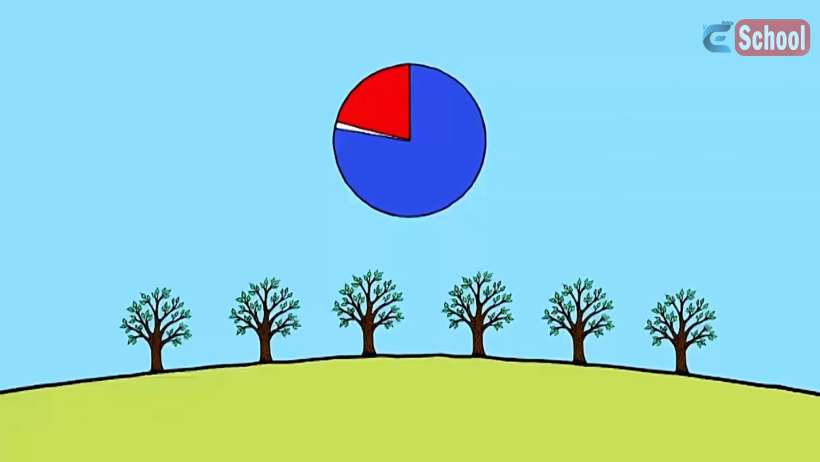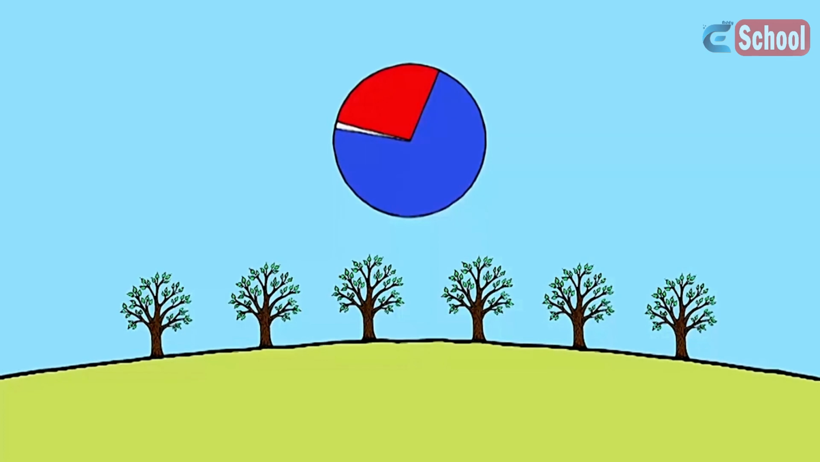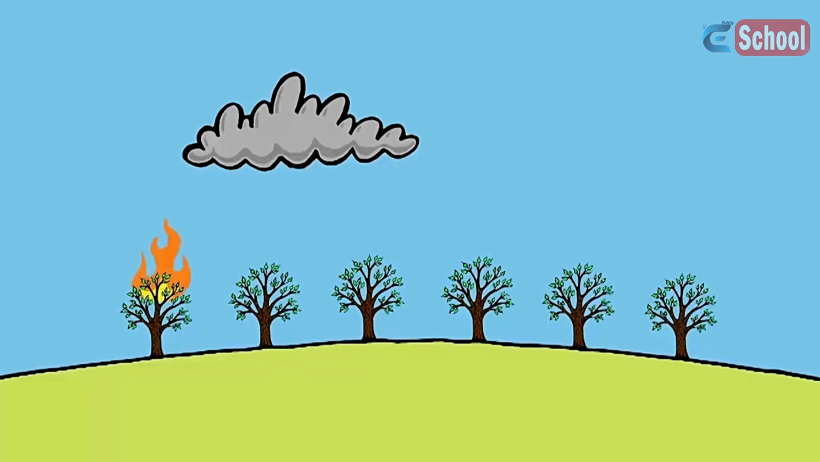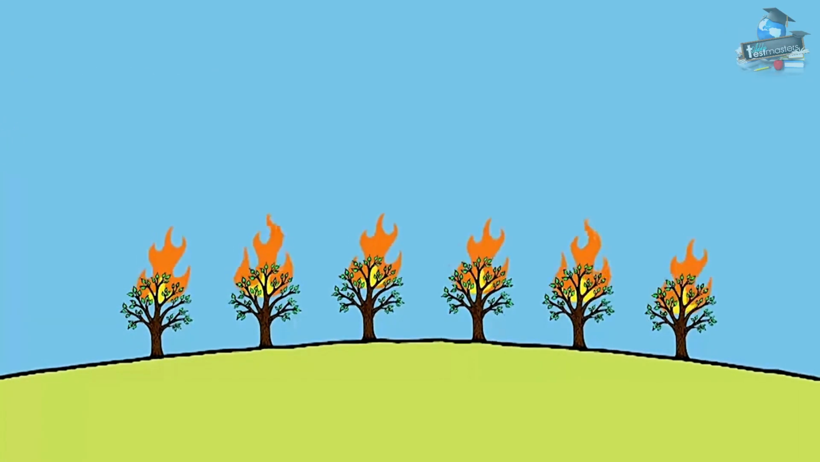If the Earth's atmosphere consisted of 30% oxygen rather than 21%, forest fires would start with lightning and would never go out. Life as we know it would be impossible.